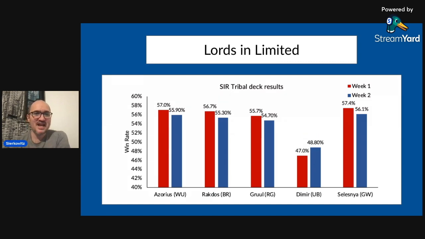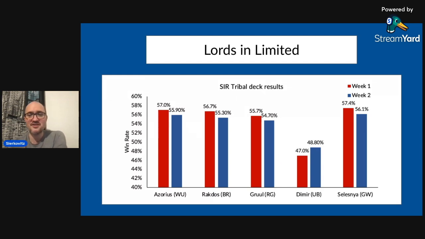Then I looked a bit at the win rates of tribal decks from Shadows over Innistrad Remastered over the first week and over the second week. And generally, Azorius, Rakdos, and Gruul, three color combinations that were good and had the Lord, basically lost win rate between the first and the second week. So Azorius had 57, now it has 55.9. Rakdos had 56.7, now it's 55.3% win rate. Gruul 55.7 to 54.7, so roughly one and a bit percentage points drop in the win rate.